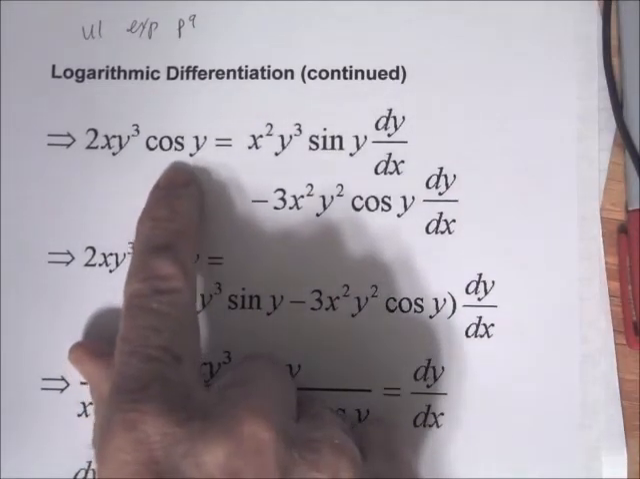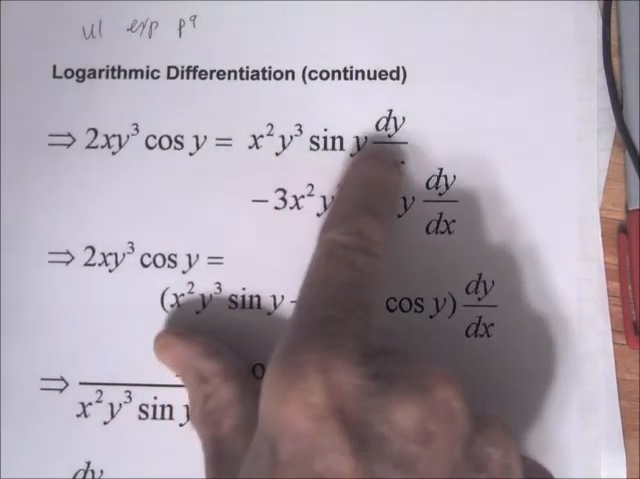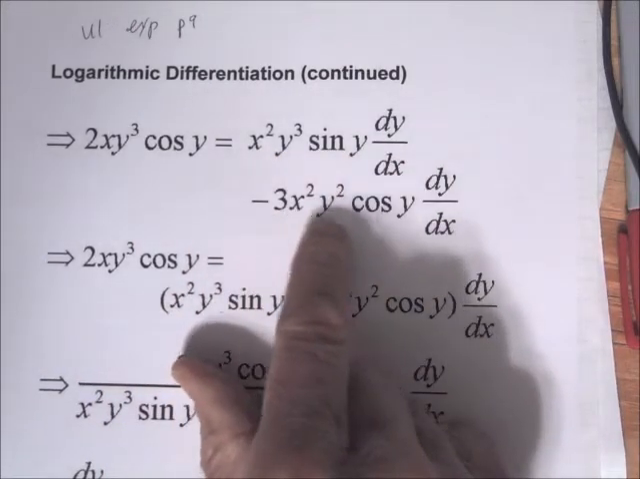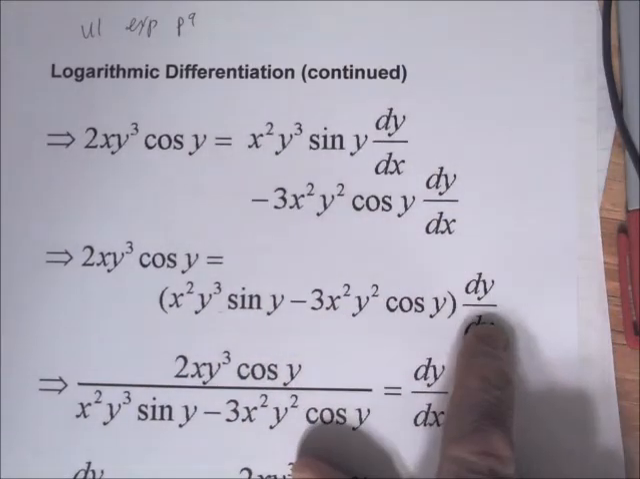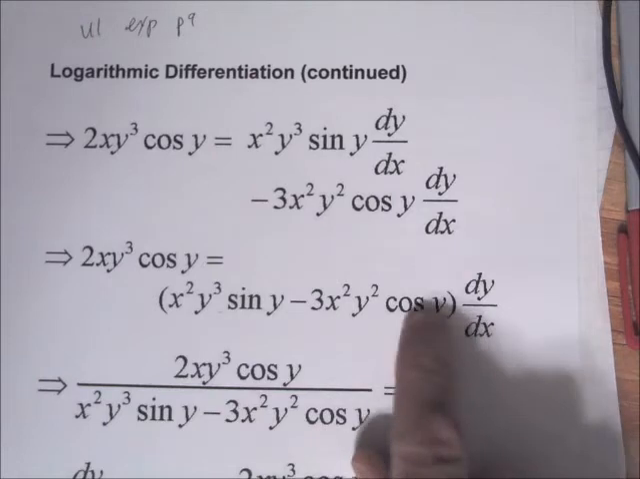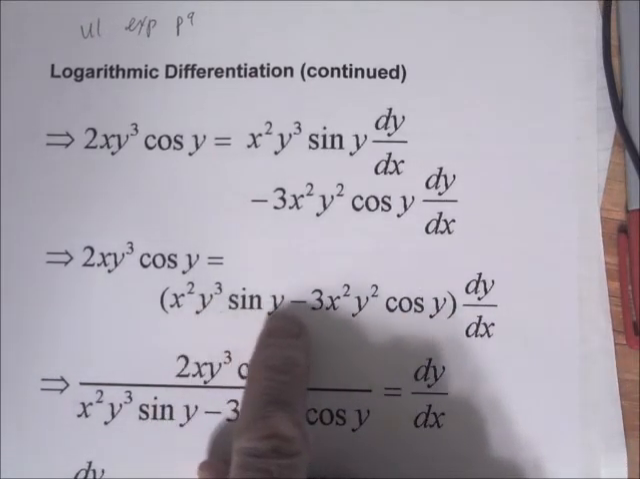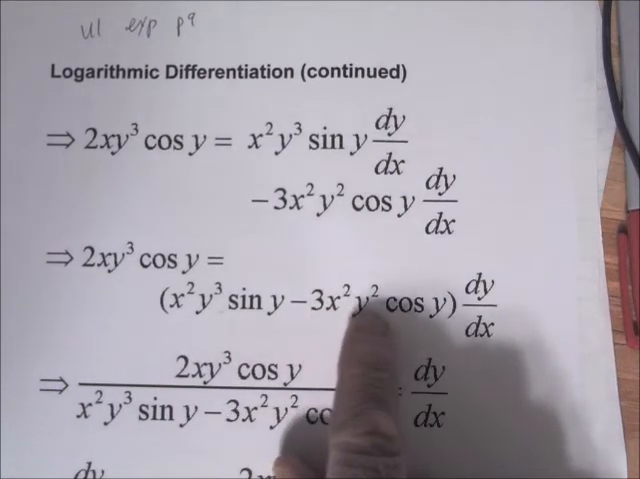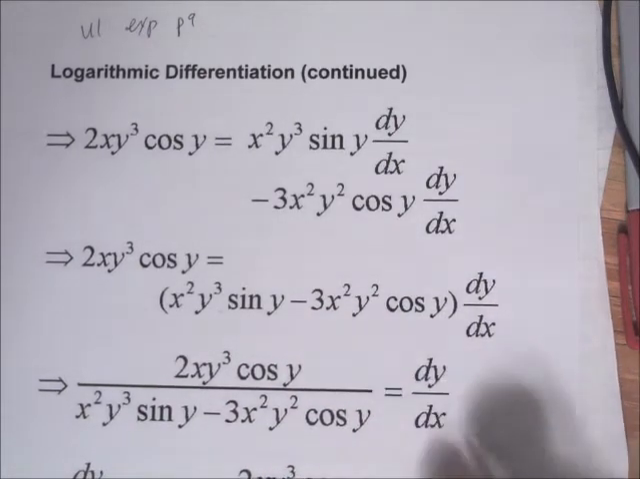2xy cubed cosine y equals x squared y cubed sine y dy/dx minus 3x squared y squared cosine y dy/dx. Factor out the common factor dy/dx, and then divide both sides by this x squared y cubed sine y minus 3x squared y squared cosine y factor to get dy/dx by itself.